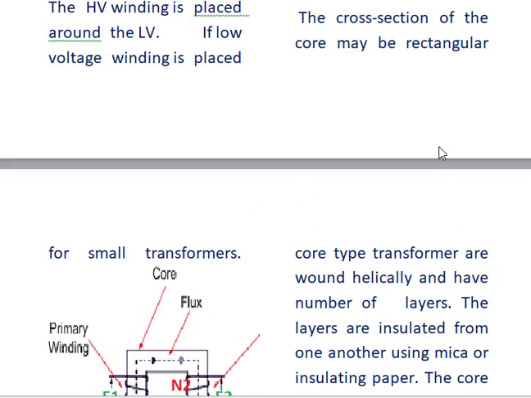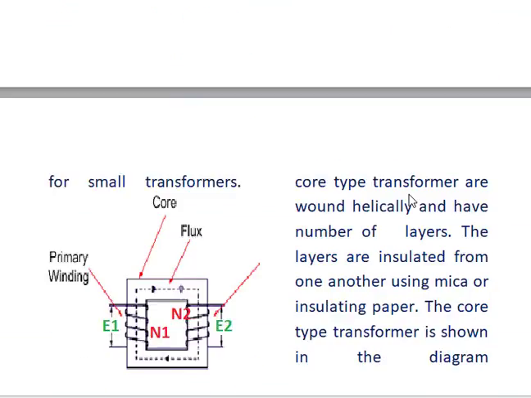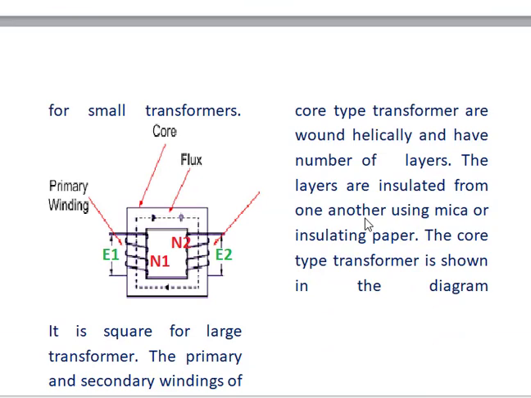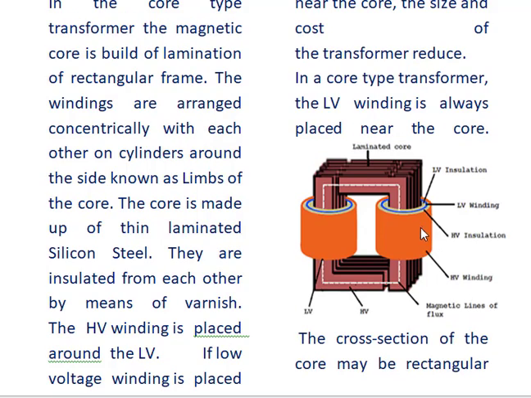The primary and secondary windings of the core type transformer are wound helically. See here, it is in a helical shape. The layers are insulated from one another using insulating paper. This core type of transformer is shown in the diagram. The insulation is made using a mica sheet or some other proper insulating material. See here, the low voltage insulation is given here, and the high voltage insulation is also given here.